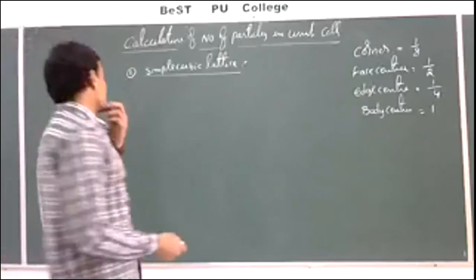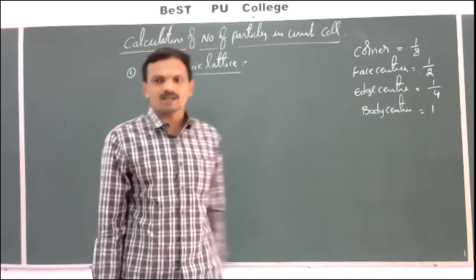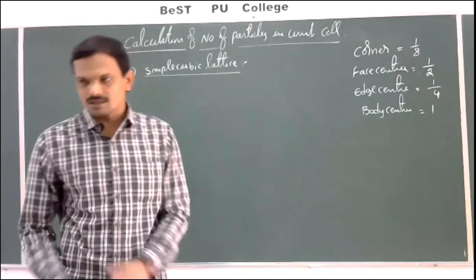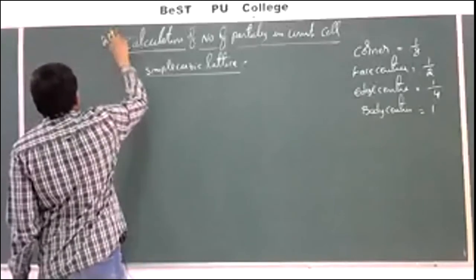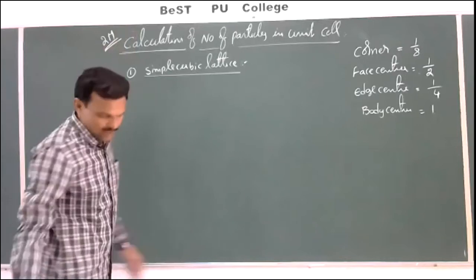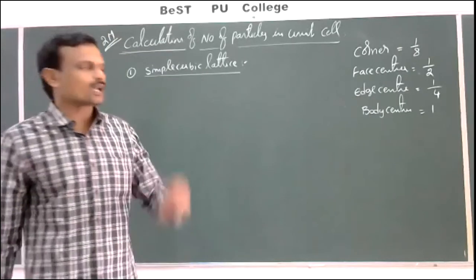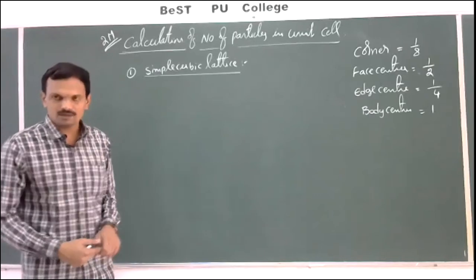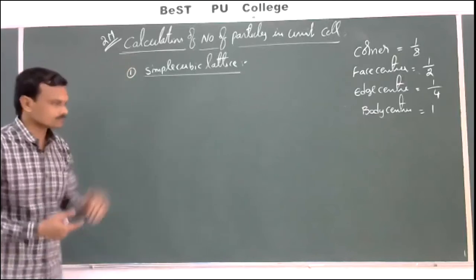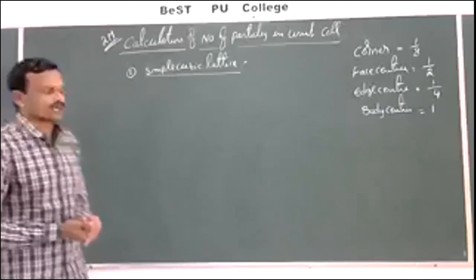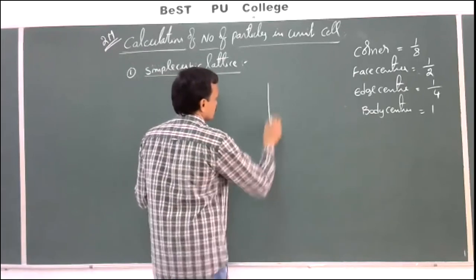Now, in today's class, we are going to learn about the calculation of the number of particles present in the unit cell. This is very important. For the 2 marks question, or the 5 marks question along with the 3 marks question as a combination, they ask this every year, either along with the 5 marks question or as a 2 marks question separately. Let us take the simple cubic lattice first.